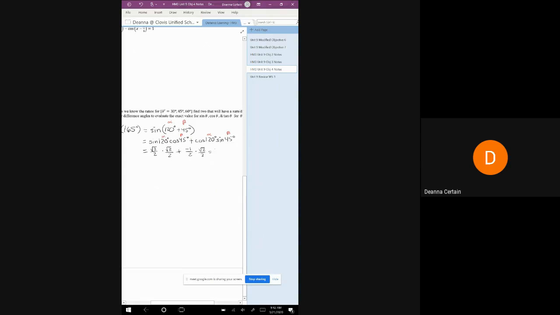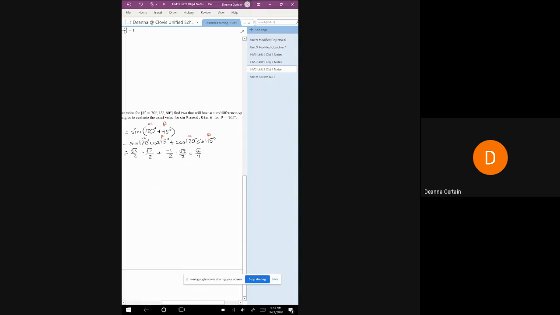And so then combining these, we have root 3 times root 2 is root 6 over 2 times 2, which is 4. Negative 1 times root 2 is negative root 2. 2 times 2 is 4. And so this combines to root 6 minus root 2 over 4. Okay?